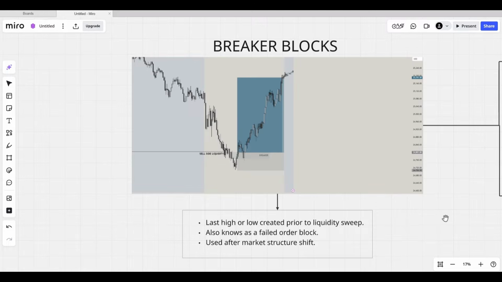A breaker block represents the final high or low that forms immediately prior to a liquidity sweep. It is also referred to as a failed order block, as it signifies the invalidation of a prior structure before price transitions in the opposite direction.